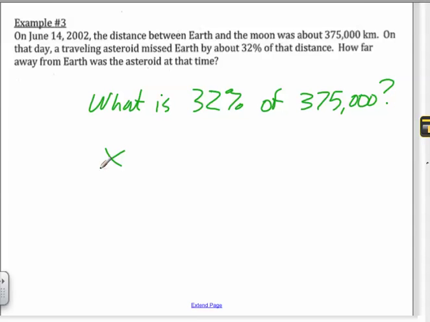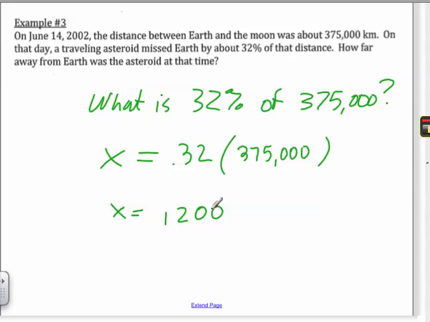What means x? Leo, what's is mean? Good. Equals. Nick, how do I put this in the equation? 0.32. Perfect, Nick. Exactly right. I got to change it to a decimal so I can use it. Spencer, what's of mean? Multiply, so I'm going to put my parentheses. What goes in the parentheses, Dane? Excellent. All right, so x equals 0.32 times 375,000. What is that number? Taggart. 12,000. So 12,000 miles.